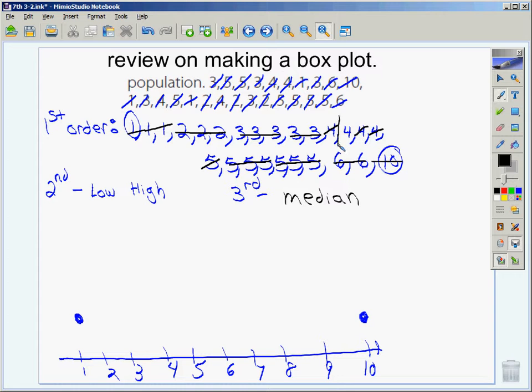What's in the middle? 4. And it was specifically that 4. It didn't split between 2 numbers. Okay? So, what point am I going to put on the graph? 4. I'm going to put 4 there. It's part of my graph.